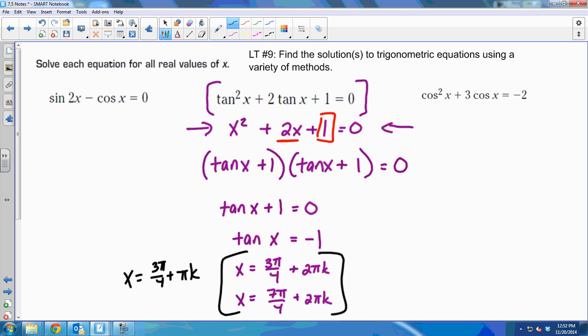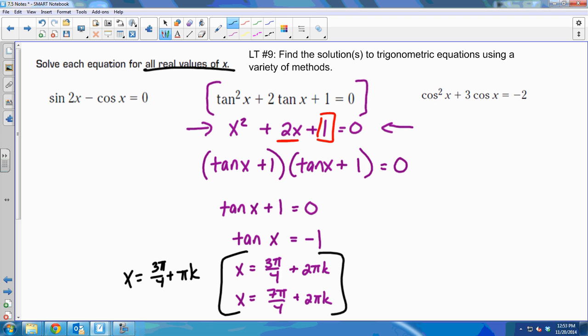Tangent always consistently repeats every 180 degrees. On a test, if you write x equals 3 pi over 4, do we have to specify plus pi k? If it's asking for all real values of x, yes. If not, you've only given me one value of x, but it says all. It's like infinite answers. Questions about that one?